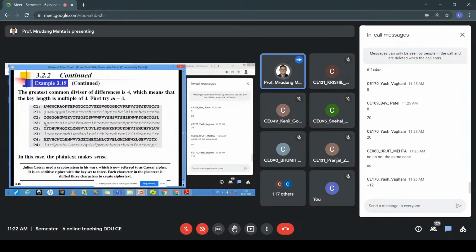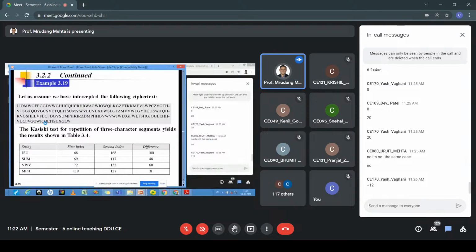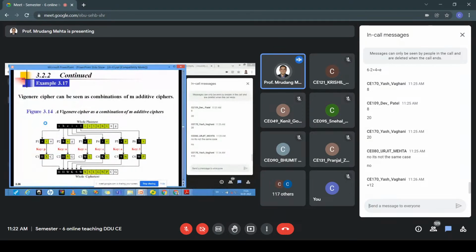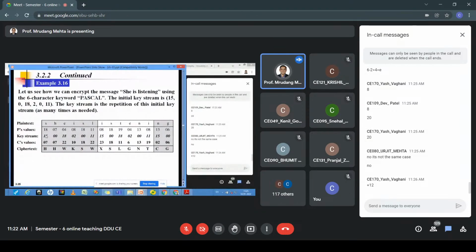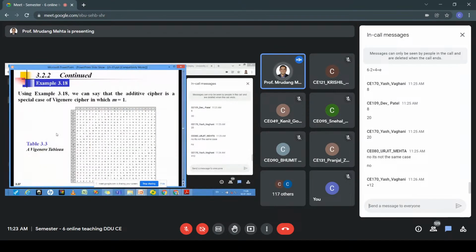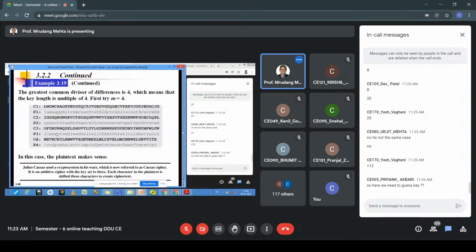Remember that here the key is a string. If you look at this Vigenere cipher, this example Pascal, the first value is 15, and that is repeated after every 6 characters, right? So here in our case, m equal to 4. So the first value is 2. So after every 4th character, it will be 2. But this second character is different, right? So this second key value is different. Third key value is different. Fourth key value is different. And we have to take these different values. So what will that be in this particular case?